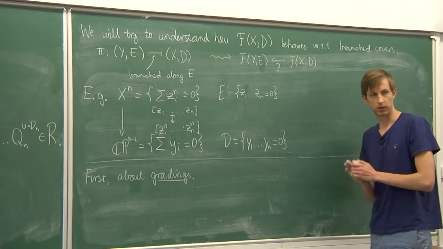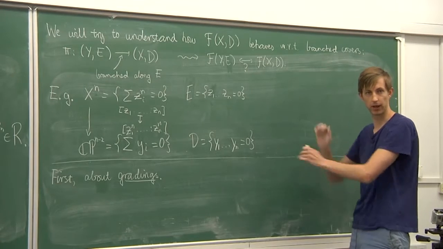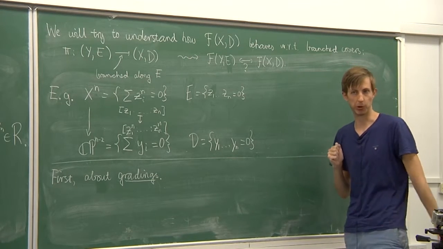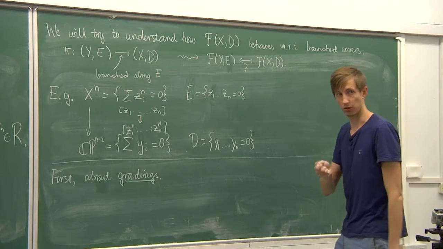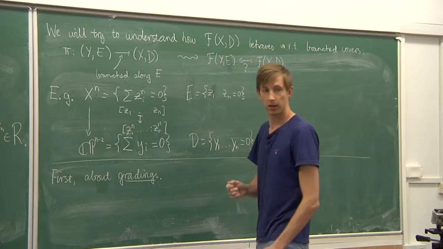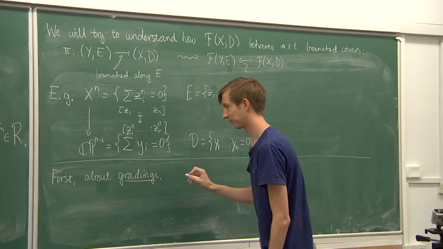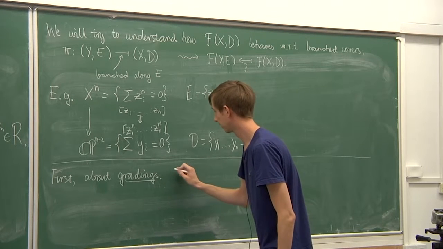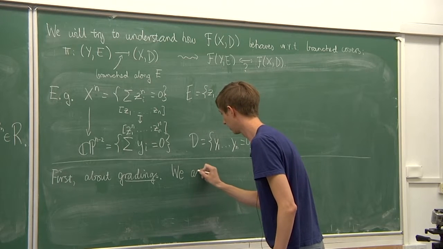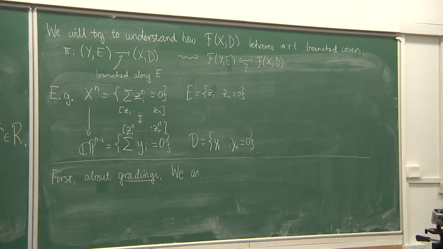So the way to go between the Fukaya category of the base and of its cover has to do with certain extra gradings we'll put on the category. Cedric explained how you can put a Z-grading on the Fukaya category. Sorry, let me see what order I put this in.